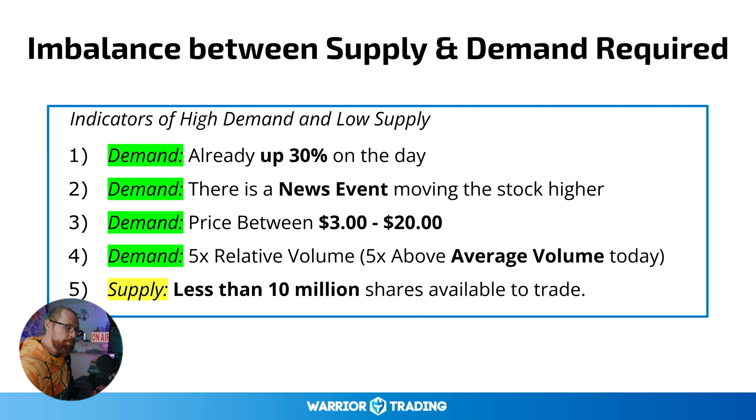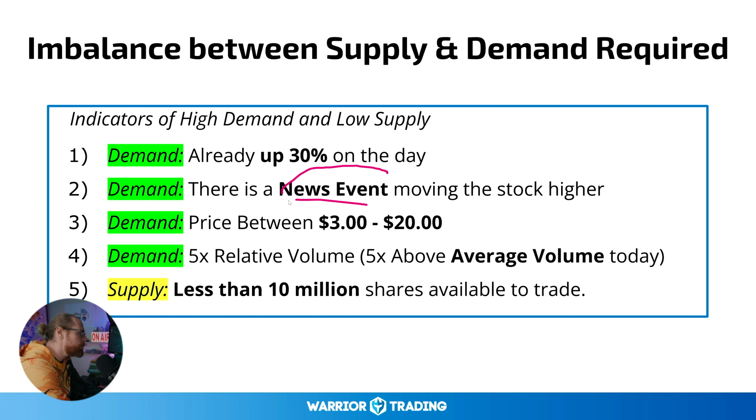So a critical component to these 5 criteria is that the level of supply is generally less than 10 million shares. Lower is better. So that's the float. That's the supply. We need that part of the equation for an imbalance between supply and demand. But where does the demand come in? The demand is that the stock is already up 30% on the day at least. Why is it up 30% on the day? It's because there's news, breaking news.